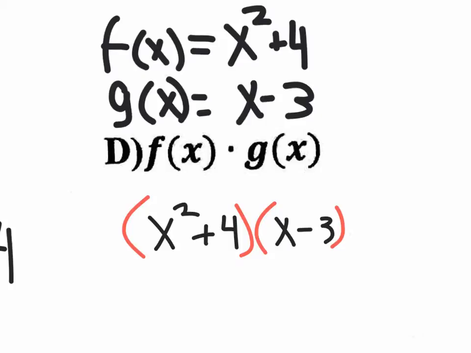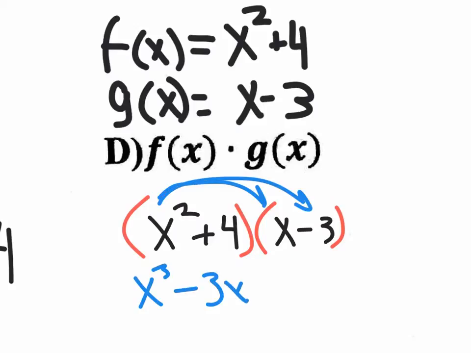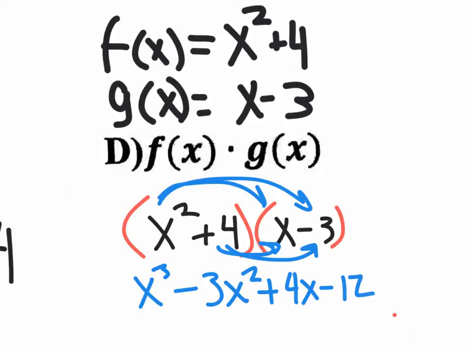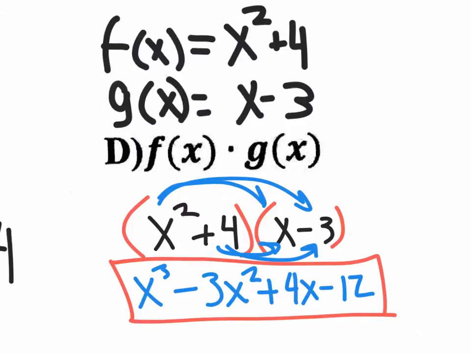And from there, obviously, we're going to distribute, my phone's ringing. Let's distribute x squared times x, that's x to the third. x squared times negative 3 is negative 3x squared. Positive 4 times x is a positive 4x. Positive 4 times negative 3 is a negative 12. Ladies and gentlemen, there is nothing to combine. It's a cubic polynomial. We are done. Let's move on to the next one.